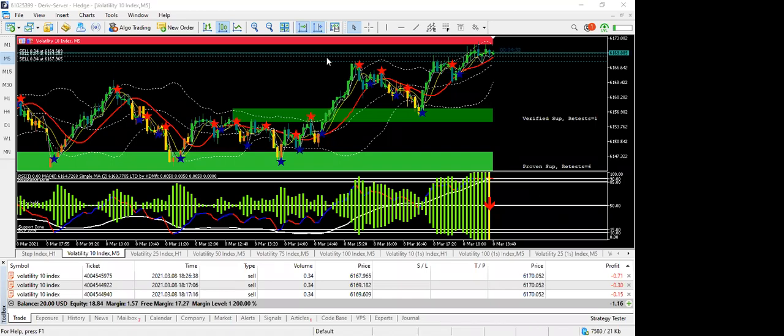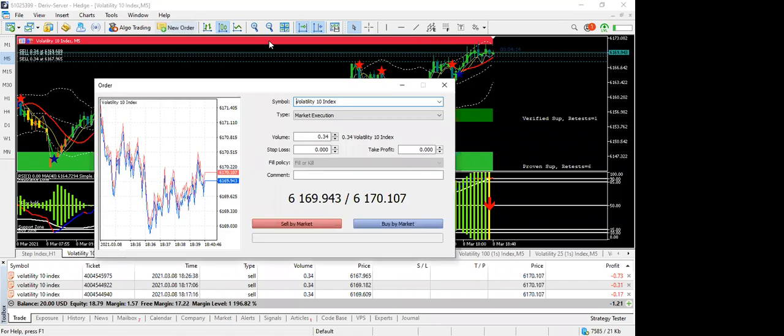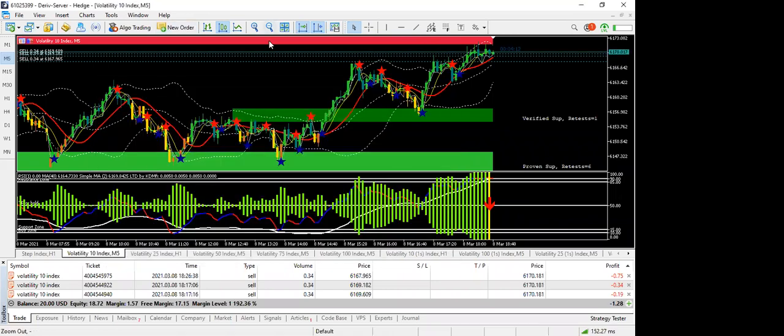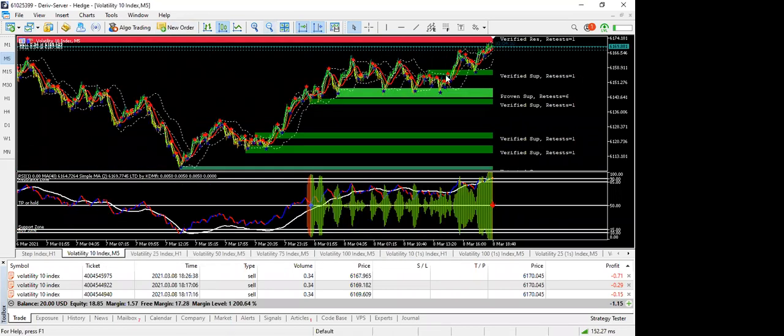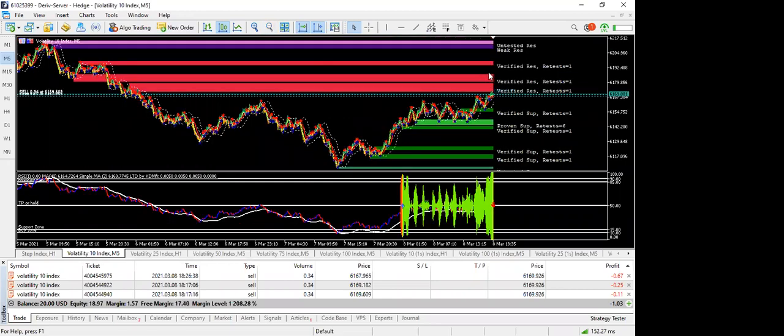Okay, just a quick question. So in this scenario, if we were to put a stop loss, where would it be? If to put a stop loss, your stop loss will be above the resistance zone. Okay, thanks. So somewhere here. That's where you put it, above the resistance zone.